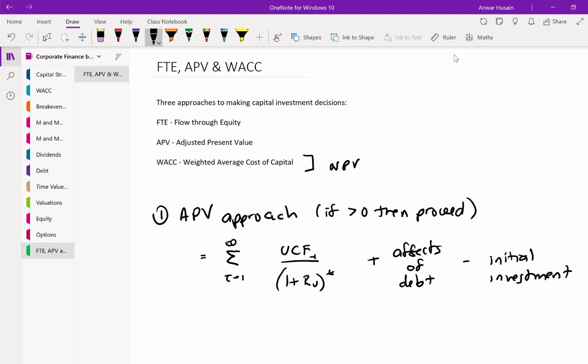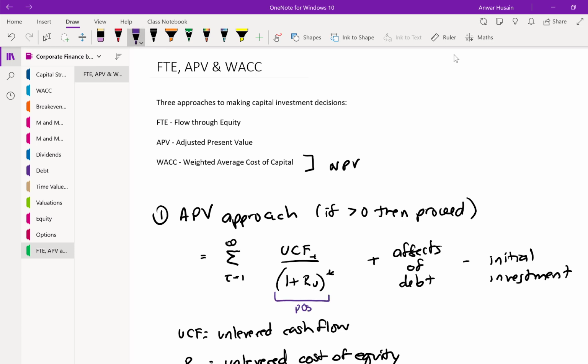So let me break down first of all what each of these is. UCF is equal to the unlevered cash flow. So it's the cash flow from the project, assuming that you have no debt whatsoever. R_U is the unlevered cost of equity, so the cost of equity for a firm that has no debt. So this naturally is going to be a positive cash flow. You would expect any investment that you're making is going to be generating some positive cash.